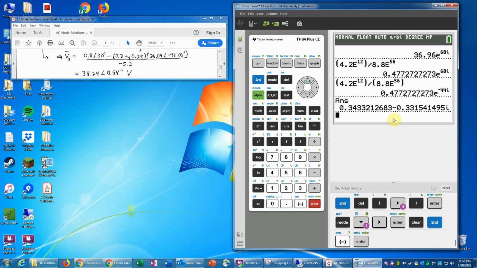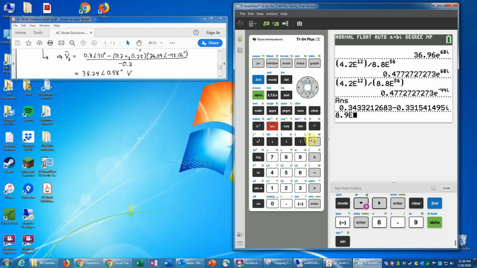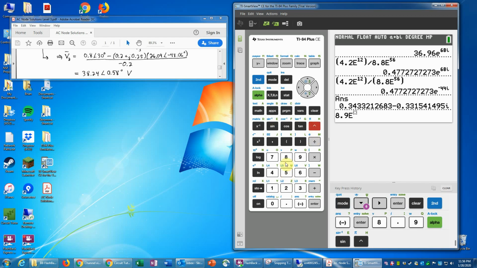Okay, so we learned how to do math now with the polar forms. What if we want to mix rectangular and polar forms? Well, that's really very straightforward. So for example, say I want a number, I don't know, 8.9 e to the 82 degrees, and I want to add that to some number in rectangular form. Well, how would I do that?